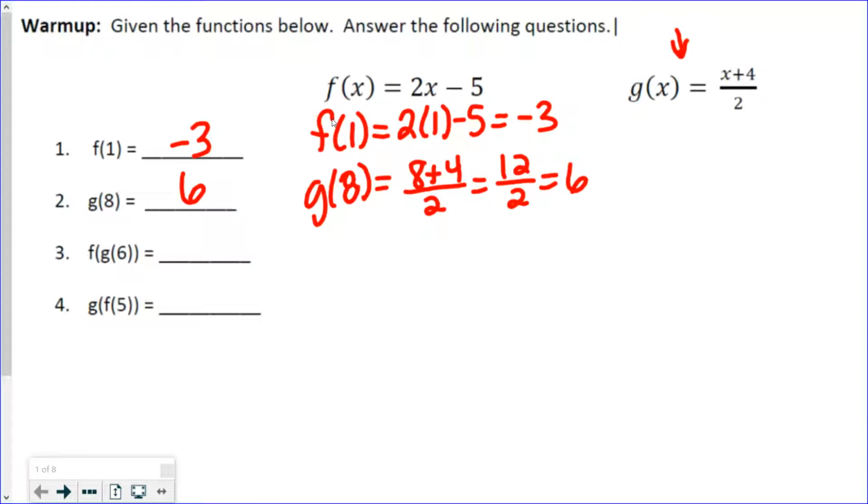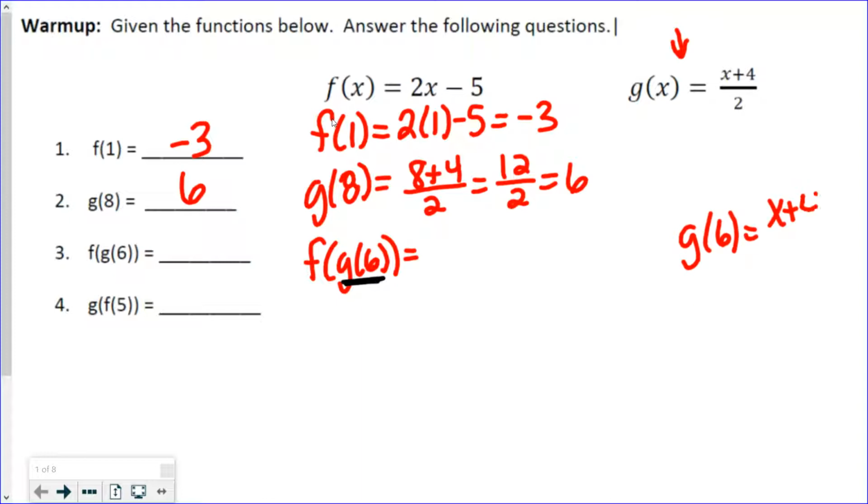And then we want to find f of g of 6. All right, this is what is called a composition function. So we have to first find and take care of what's in the parentheses. So first, I want to find f of g of 6. So first, I'm going to find g of 6.